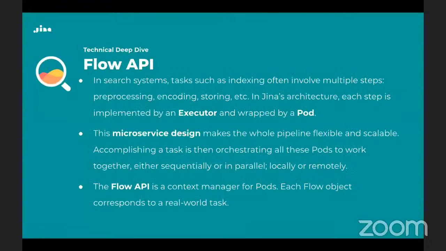So all these pods or all these executors need to be context managed, for which Jina provides a very simple API called the Flow API. So at different stages of the search workflow, this microservice design, making the whole pipeline flexible and scalable, is accomplished using the Flow API, which helps in orchestrating the pods. So Flow is like a context manager for pods, and each Flow object corresponds to a real world task.